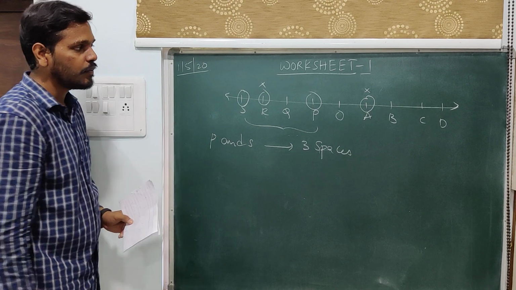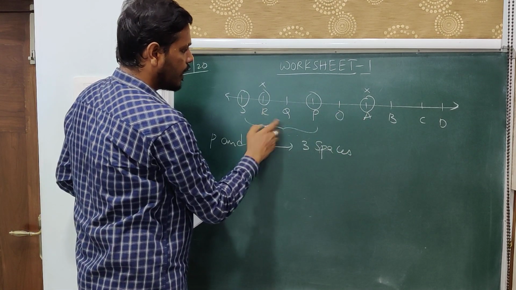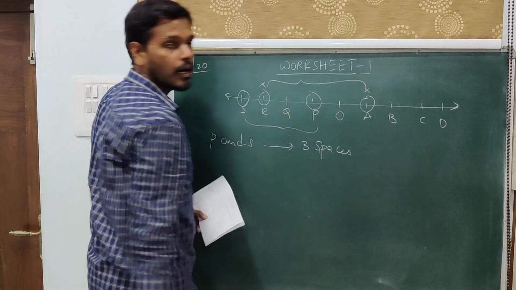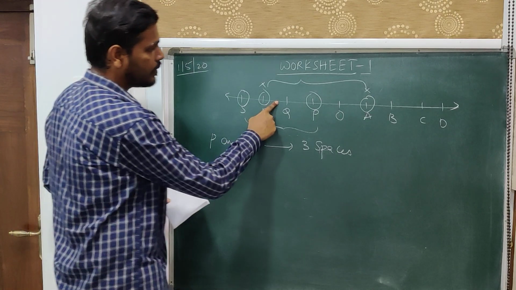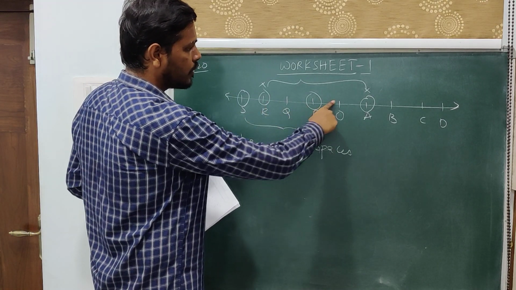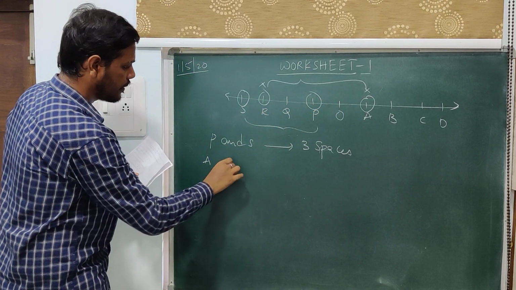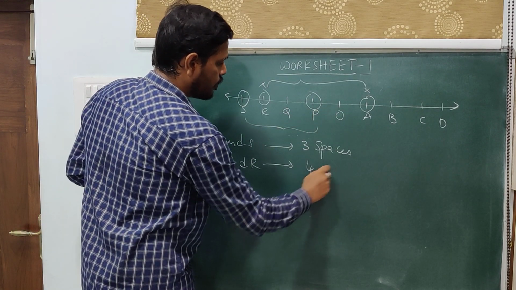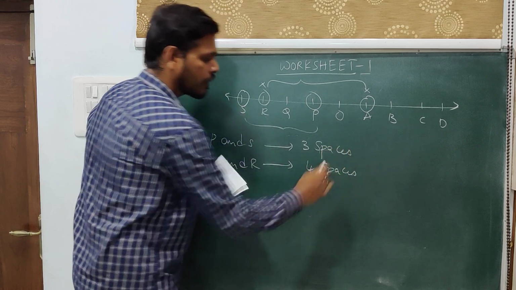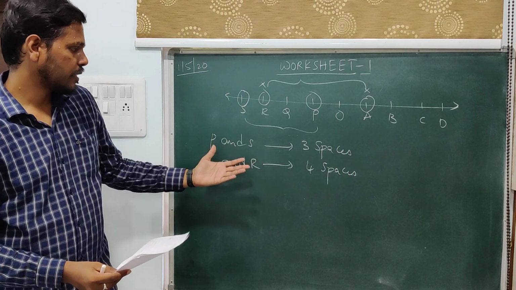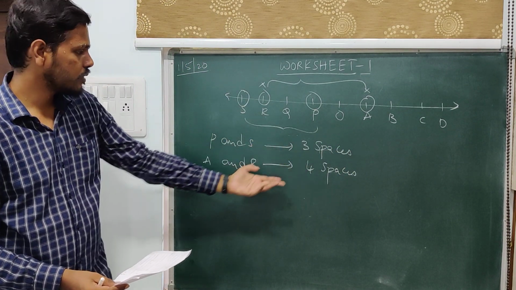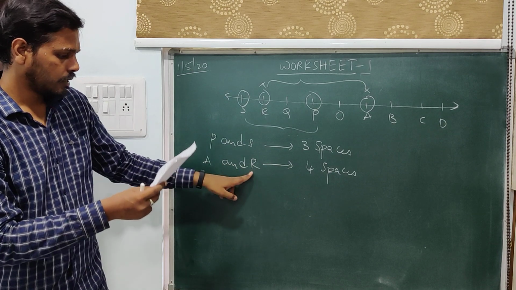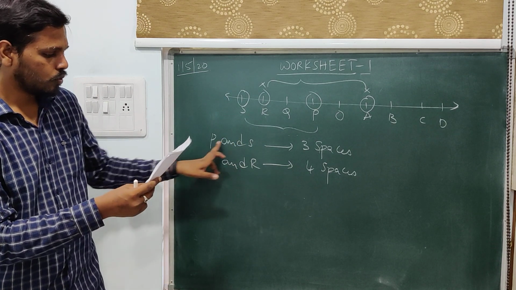Next, the difference between A and R. Now this is what we are talking about. A, R. How many spaces do we have? 1, 2, 3, 4. So A and R is 4 spaces. Now which difference is highest? Is it 3 or 4? Obviously it is 4. Therefore A and R has got the highest difference compared to P and S.